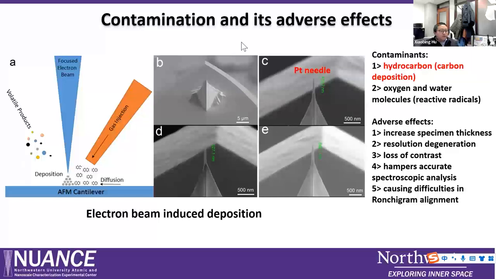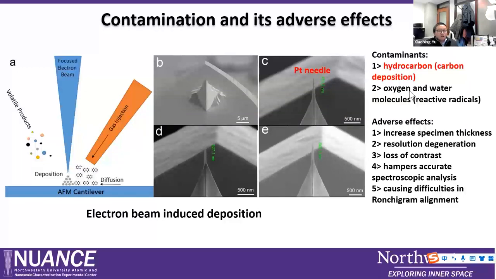The mechanism is similar to electron beam induced deposition. I took some images from the internet so you can see that when you focus an electron beam and induce some gas, it will cause decomposition. You can use this method to grow a platinum needle. But for our TEM, contamination is not good.